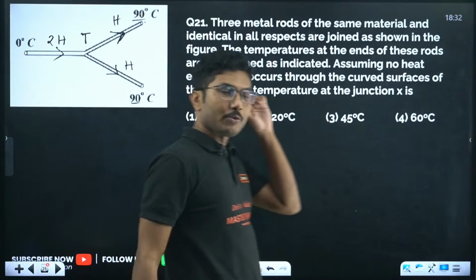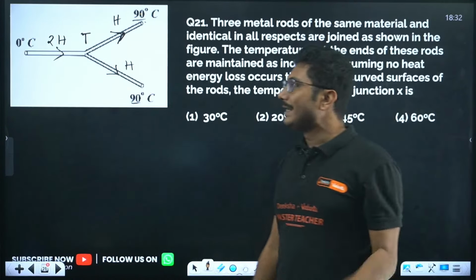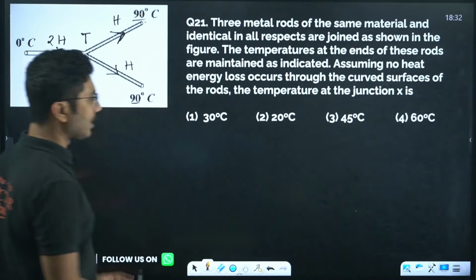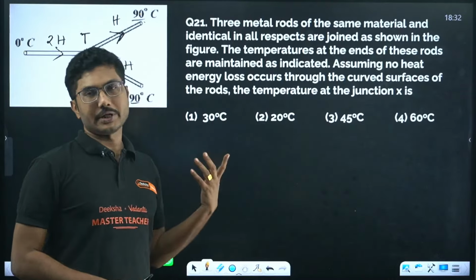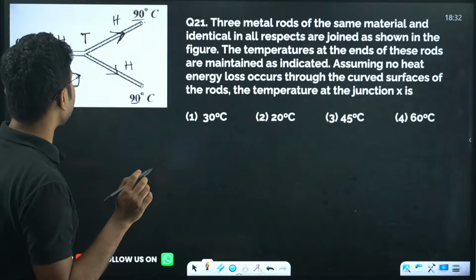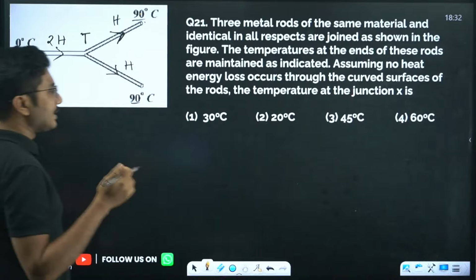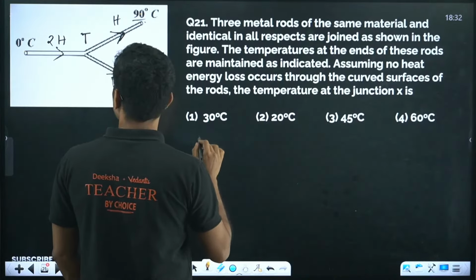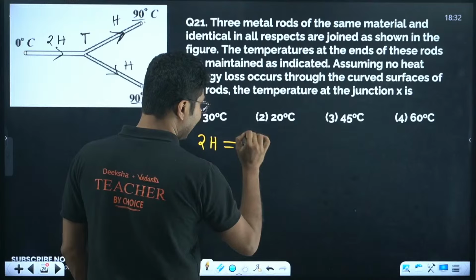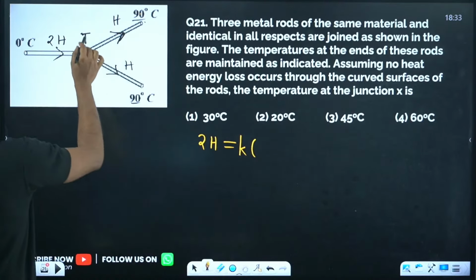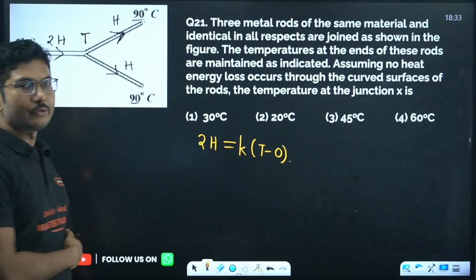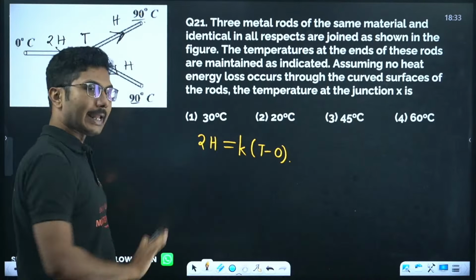Now heat is proportional to temperature difference. You don't need the exact formula here, you just need to understand that heat is proportional to temperature difference, K A delta T by L. You do not need to remember all those complicated equations. Heat transfer is basically proportional to temperature difference. So 2H must be equal to some constant I am naming K into delta T. Delta T means high temperature minus low temperature, that is T minus 0. 2H is equal to K into T minus 0. Don't worry, K will cancel.